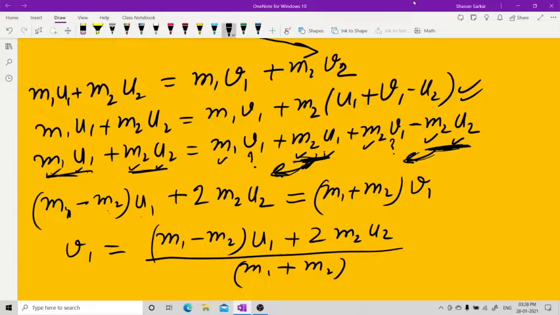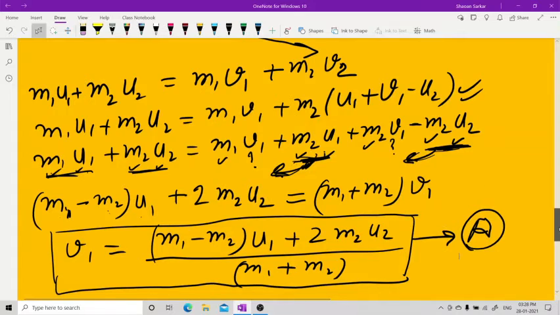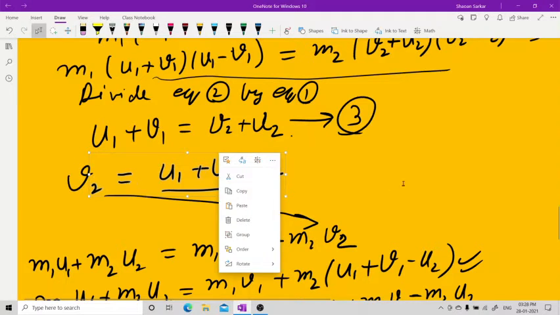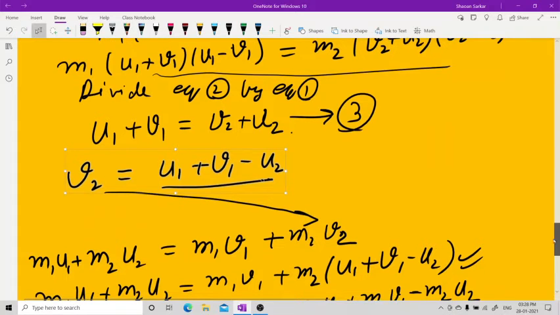This is your first very important formula. Now do one thing. Let us consider this as equation A. You write whatever you want to write. Equation A. Put this equation A in this place. In place of v1, you put that equation A and you will get v2. See how. Let's see how.